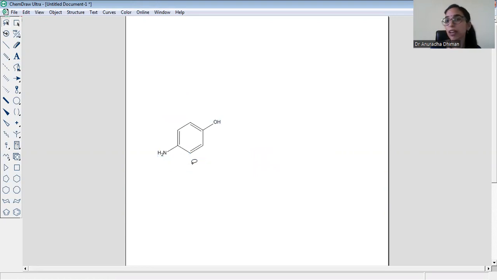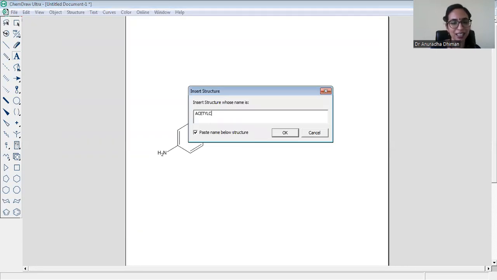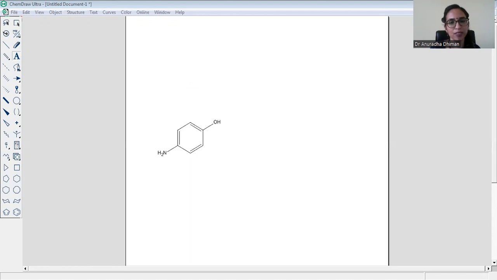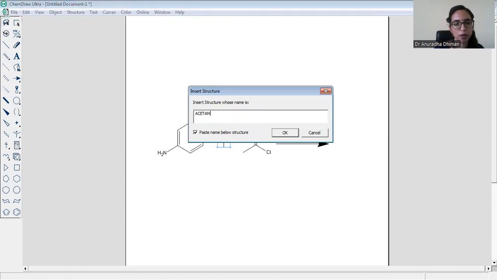And we'll do N-alkylation here with the help of acetyl chloride. We again use the trick to write it: acetyl chloride. Yeah, that's the best one. Now here we need to write down the reaction. Now we write down the product again with the help of this one only, acetaminophen.